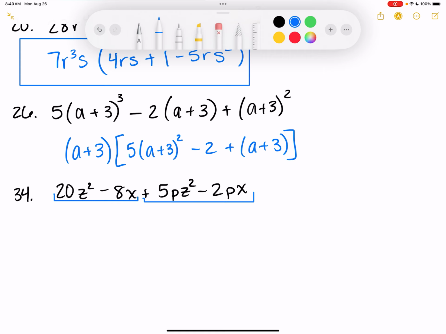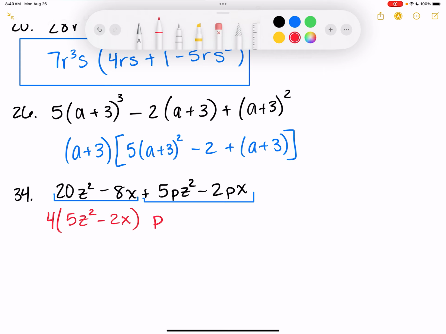So out of the first two set of terms, what is the greatest common factor that I can take out of those two? 4. So I'm going to have 4 times 5z squared minus 2x. And then out of these last two pieces, what can I take out? Like, what's the greatest thing I can take out? A p.